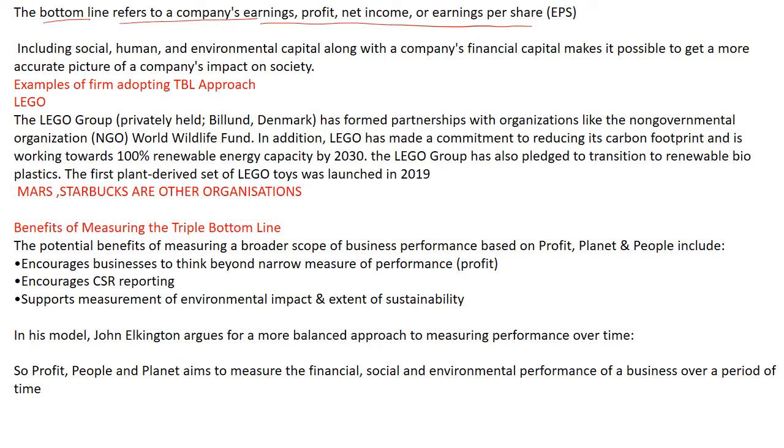We already discussed bottom line means the company's profit, net income, or earnings per share. So if the company's attitude towards the financial aspects, towards the people, and towards the planet is in a balanced manner, then it will definitely have a positive impact on the company's bottom line and its overall performance, right?